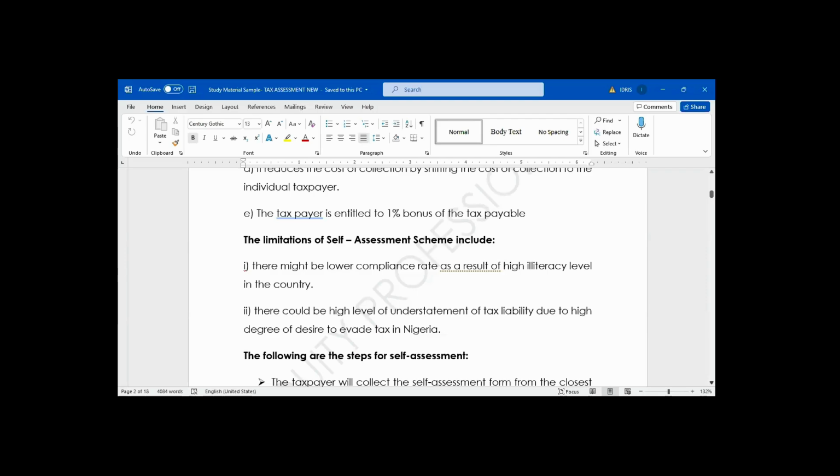They will not disclose it in order to evade tax. Because when they understate their turnover, their profit will reduce and the tax will also reduce.